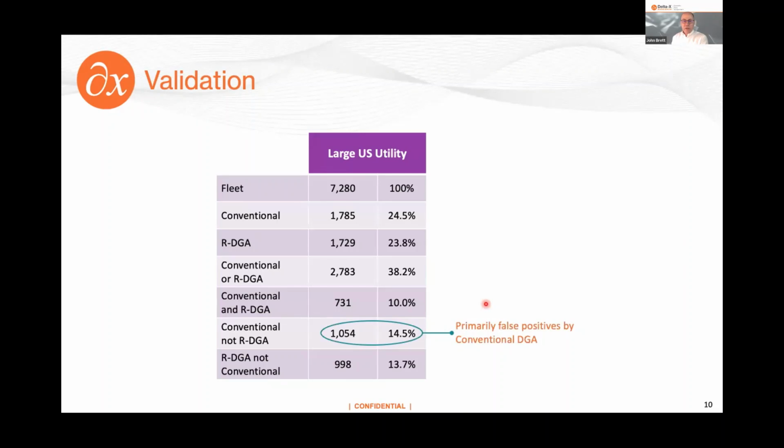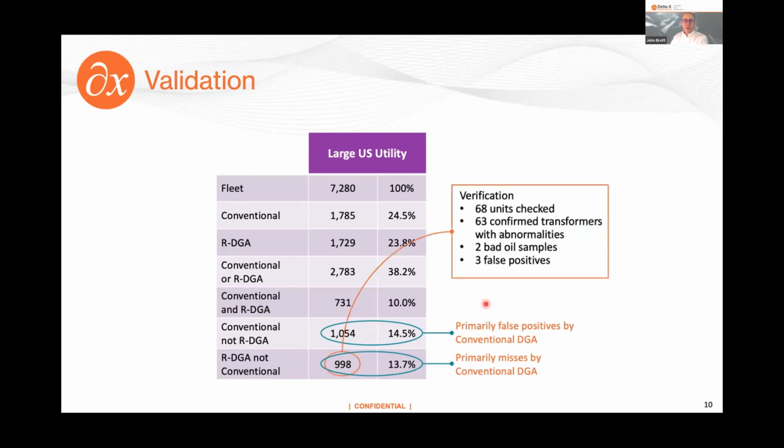Those differences, the ones that conventional DGA flagged that reliability-based DGA did not, were false positives. The engineers knew those transformers. They were the transformers that had a rich gassing history. They were comfortable operating them. There weren't any real issues with them. What they were more concerned about was this group, because the one that failed was part of that group, and they started investigating.